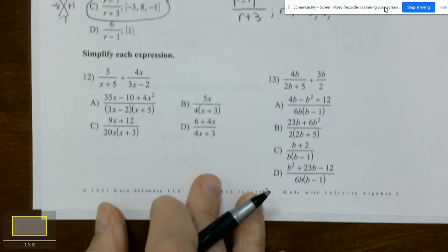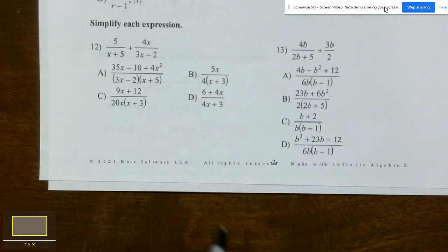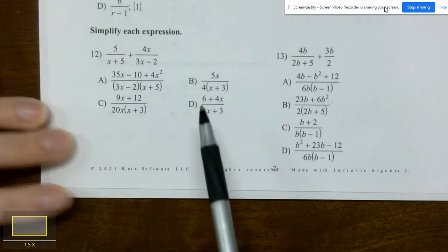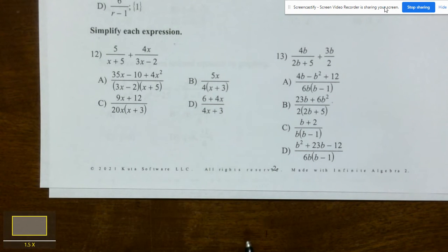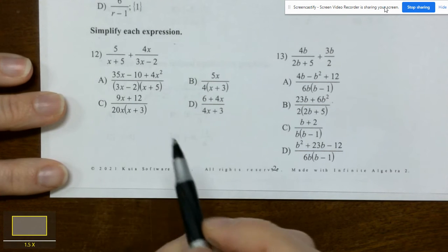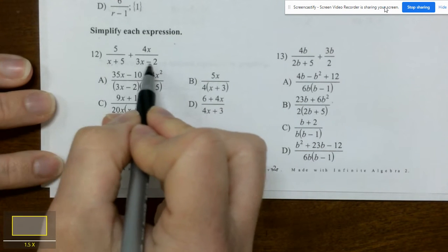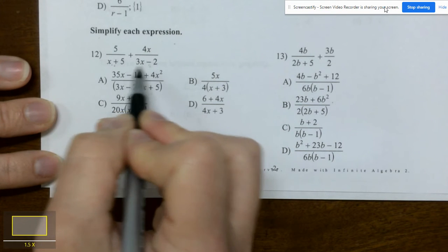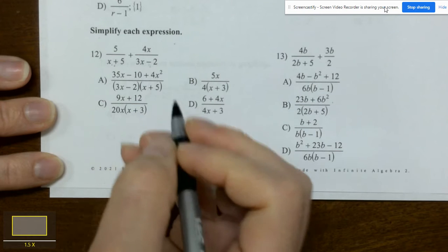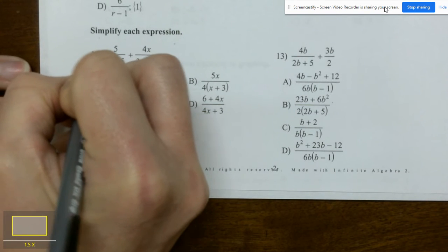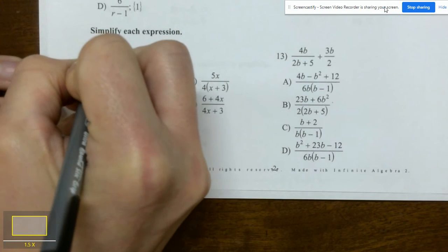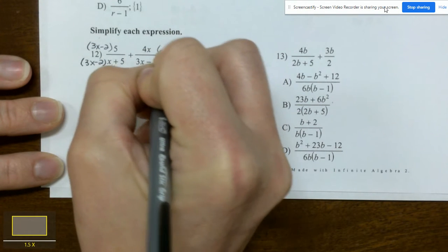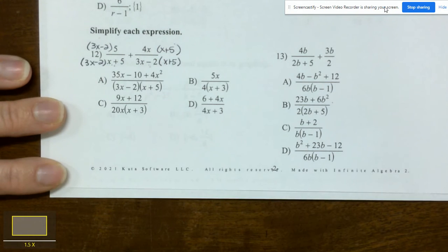Okay, for number 12, we've switched to adding, but notice this time it just says simplify each expression. So I do not have to list what the restrictions are. All I have to do is add. So here we've got two separate denominators. We have an x plus 5 and a 3x minus 2. That means we have to include both in our common denominator. So over here, I'm going to have to multiply by the 3x minus 2 on both top and bottom. And on this one, I'm going to have to multiply by the x plus 5 on both top and bottom.